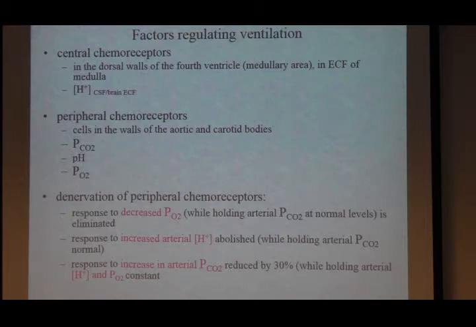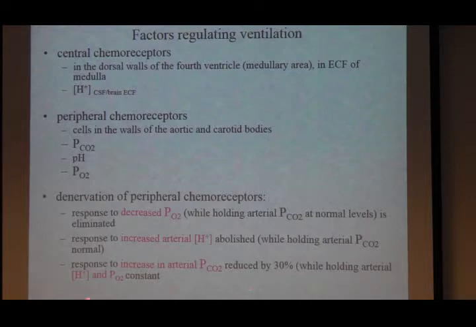Likewise, if I increase arterial hydrogen ion levels while holding everything else constant, you don't see the increase in ventilation that you normally do. Again, this indicates that the peripheral chemoreceptors are important in responding to changes in blood pH, specifically to a drop in blood pH caused by increased hydrogen ions. Under normal conditions, increased hydrogen ions stimulate the peripheral chemoreceptors and you get increased ventilation. In these animals, because they are denervated, the increase in hydrogen ion no longer produces the normal increase in ventilation.